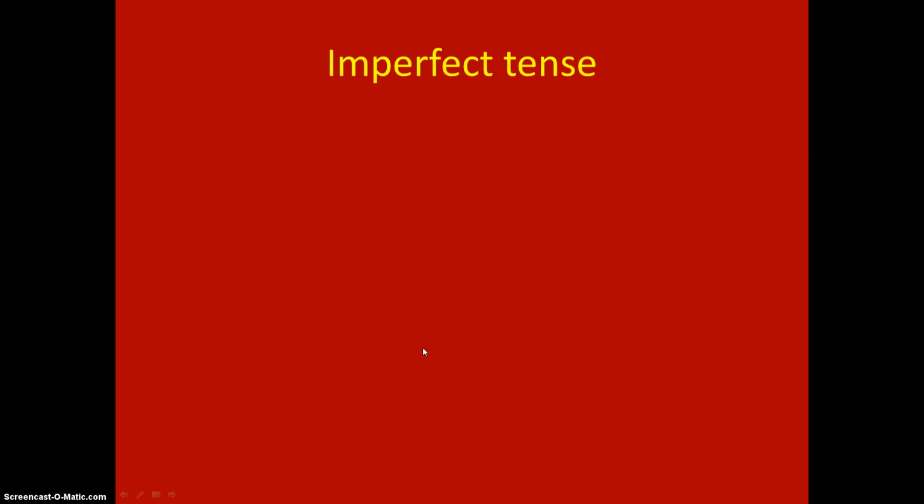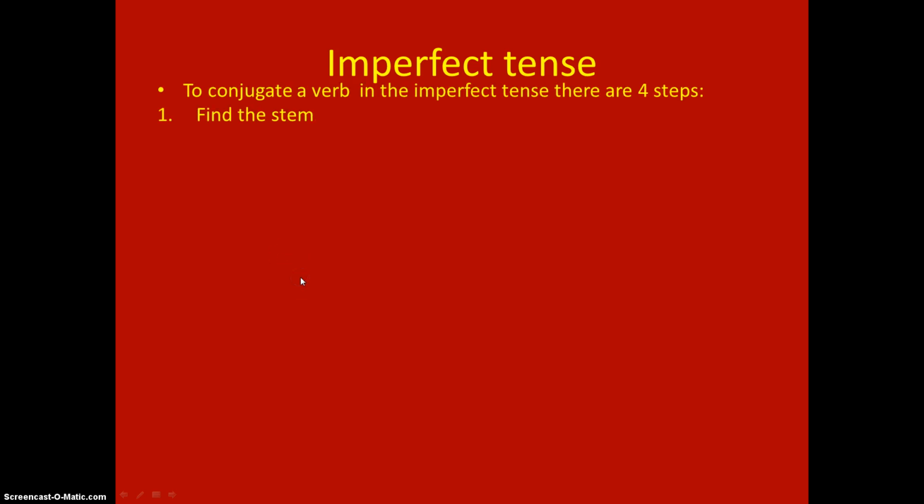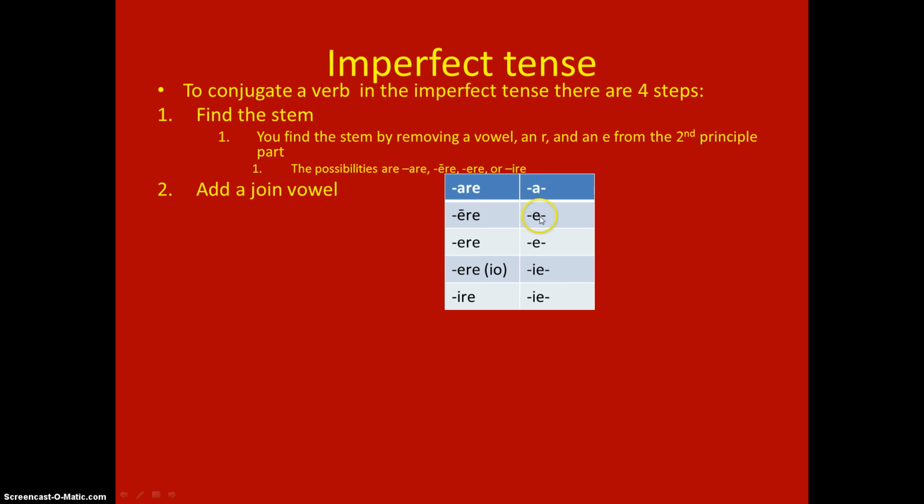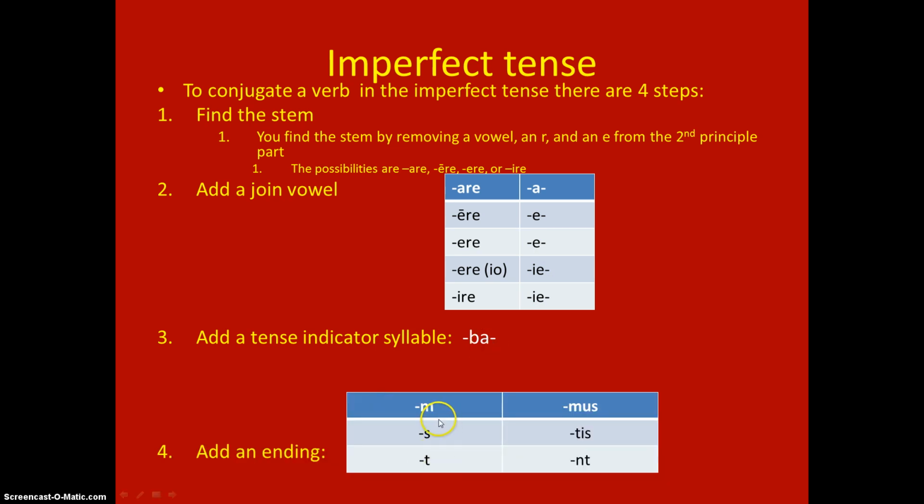All right, so the imperfect tense. Very similar to present tense, just a few minor differences. There's 4 steps instead of 3. Define the stem. It's exactly the same as the present tense. We add a join vowel. These are slightly different. They're A, E, E, I, E, I, E. Here's the big difference. We add a tense indicator, ba. That's going to tell us that we're in the imperfect. And then our ending's also a tiny bit different, M, S, T, MUS, TIS, NT.